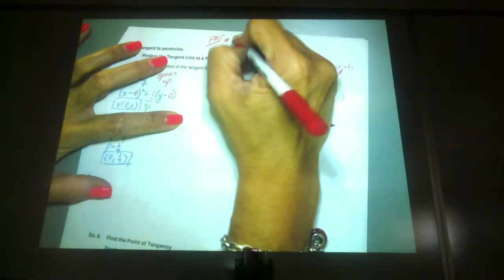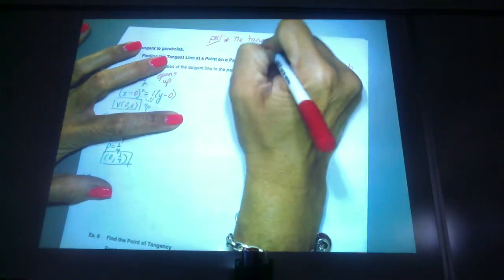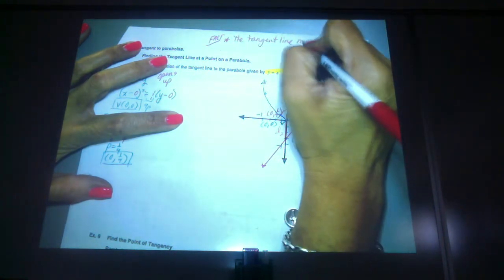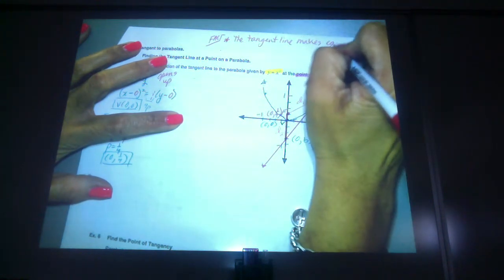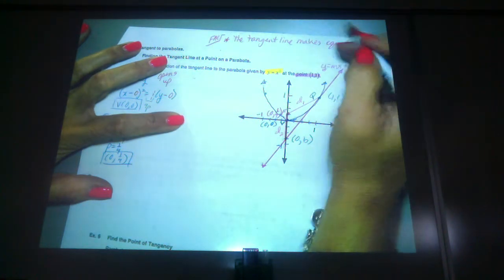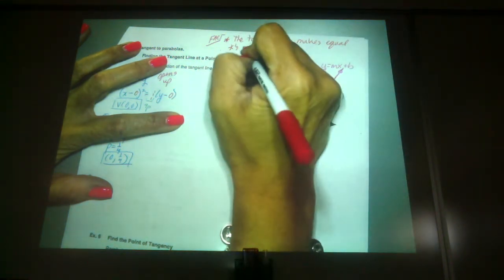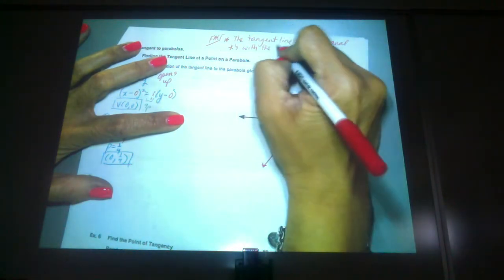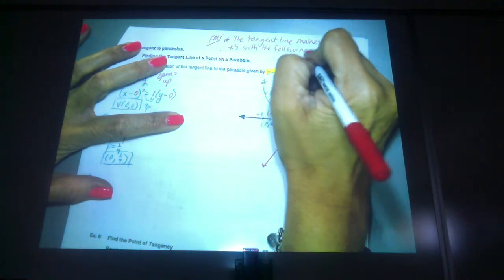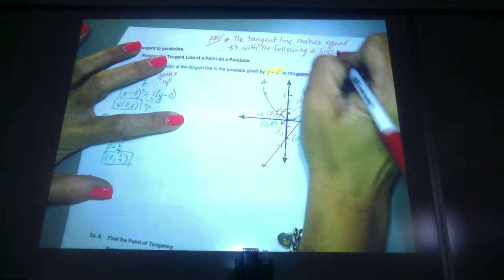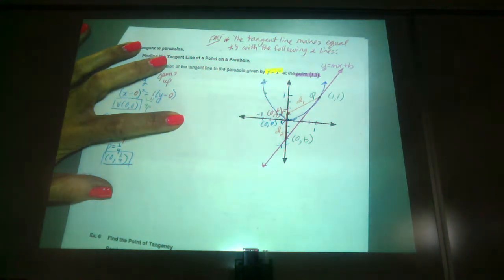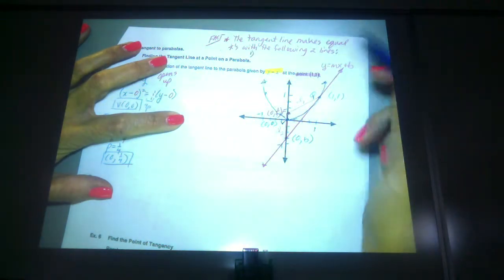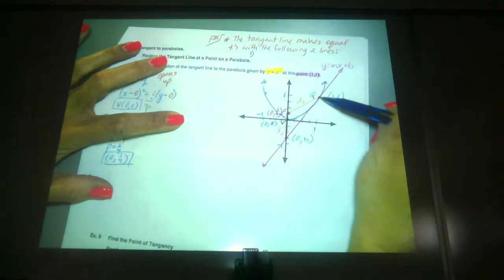The tangent line, and this is the big connection that you need to make, makes equal angles with the following 2 lines. First line is going to be the line from the focus to point Q.